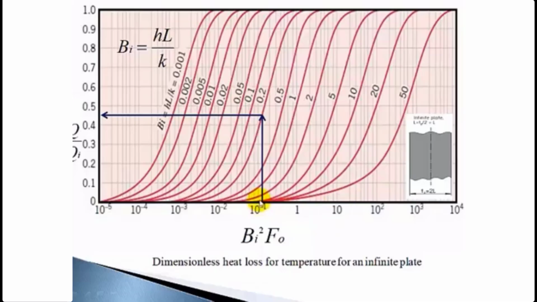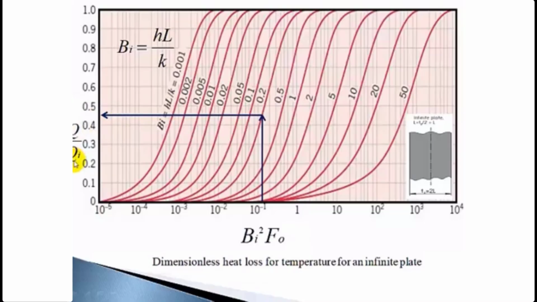So this is 0.1 and this is 0.2. So this small distance is 0.133, between 0.1 and 0.2. We have taken 0.133 and the Biot number is 0.2. From that line, the 0.2 line I just produced, I drew a horizontal to get this value, which is the fraction of energy lost, 0.45.